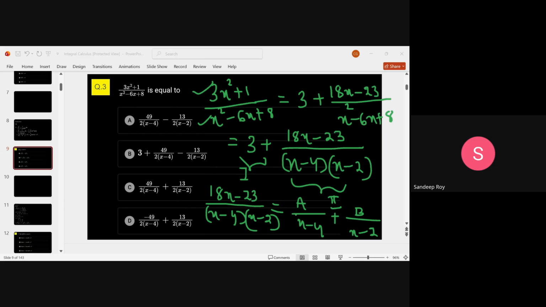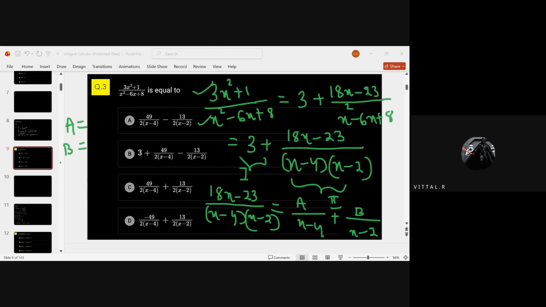Anyone who has any issue here, you can just unmute and speak. You know how to find the values of A and B by partial fractions, right? Yes, sir. So anyone who has already solved, can you tell me what value of A and B you got by this method? Those who are done already.